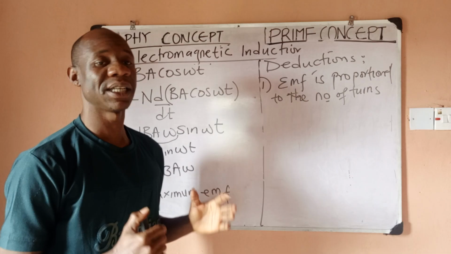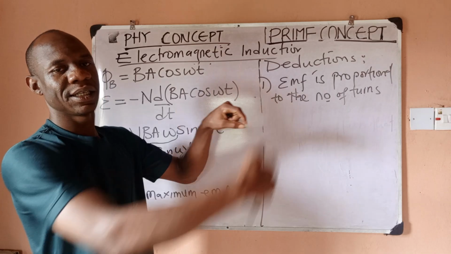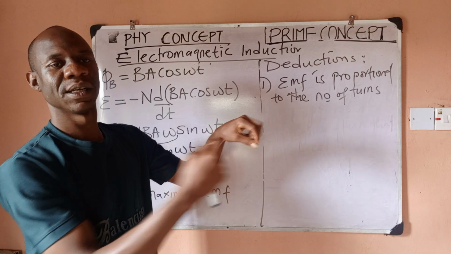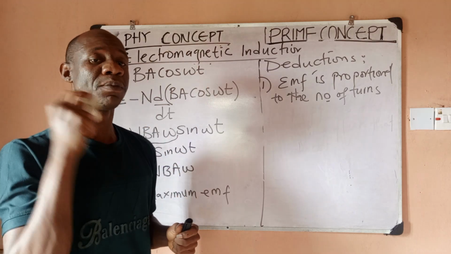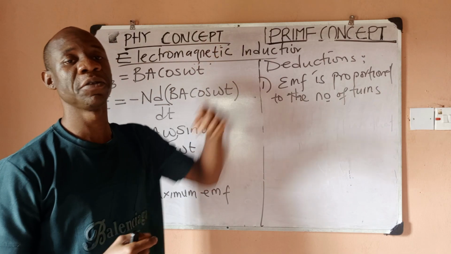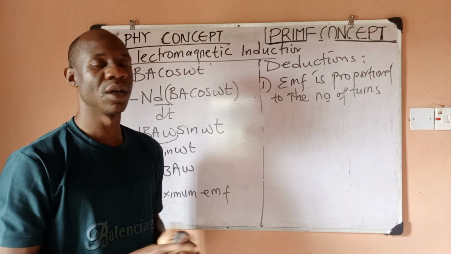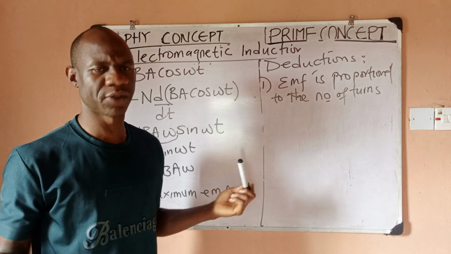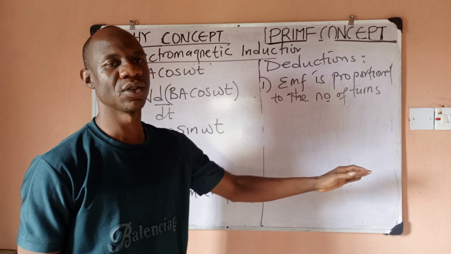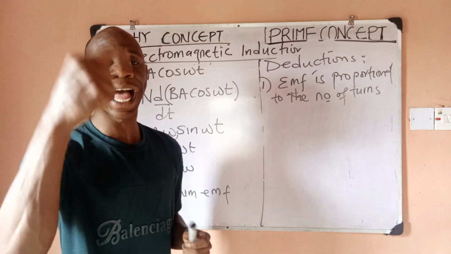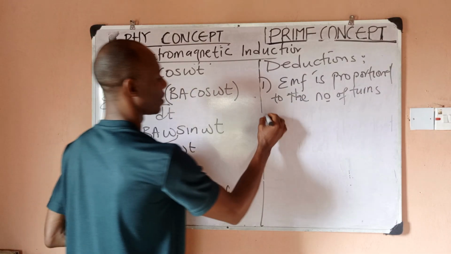You can try this experiment at home. Bring a copper wire, wind it, create, let's say, 20 turns of winding around it, then move your magnet. You'll notice that the strength of the EMF would be different from when you have, let's say, 50 turns. So if you want the induced EMF to increase in magnitude, what do you do? You increase the number of turns. I have 20 turns and I have 50 turns. Which of these will give me a higher EMF? Of course, 50 turns. So that is what the first deduction is pointing out.